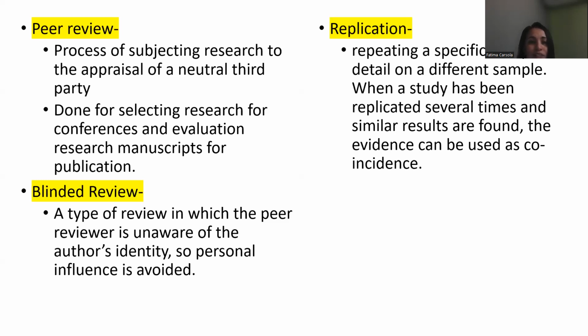We should be unbiased. We should not know who the author is, so we could be selecting the study based on its substance, not based on who the author is.